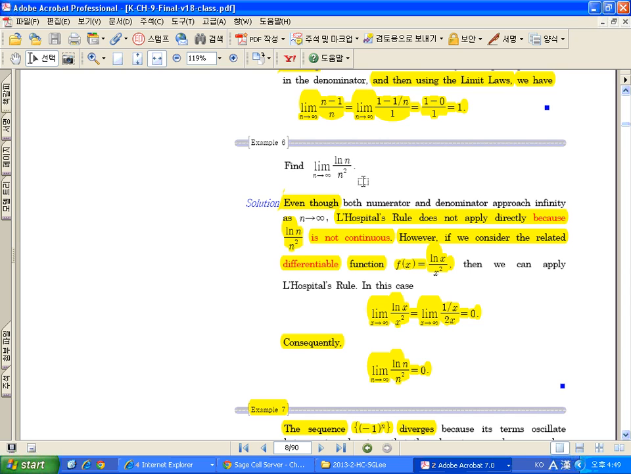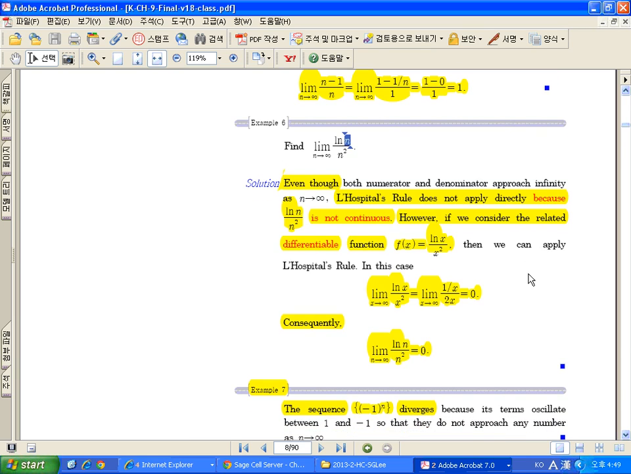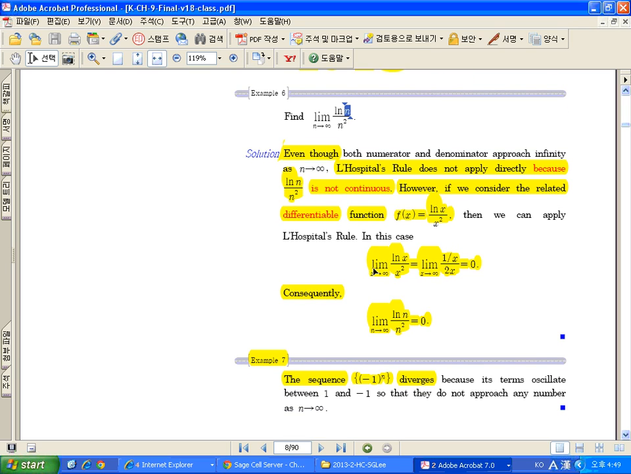In this case, we could not use L'Hopital's rule because this is not a continuous function. But if we think of the related differentiable function like this, instead of n, if we think of it as a function of x, then we can apply L'Hopital's rule to find the limit.